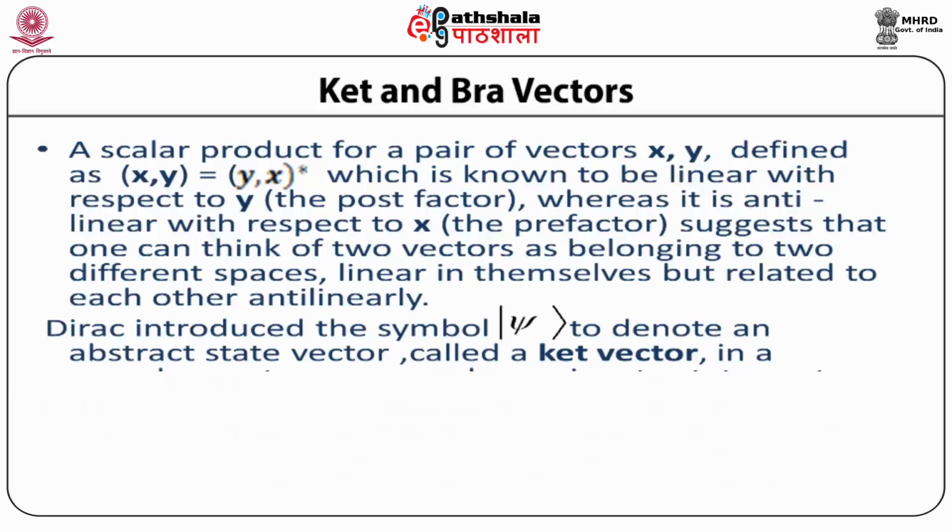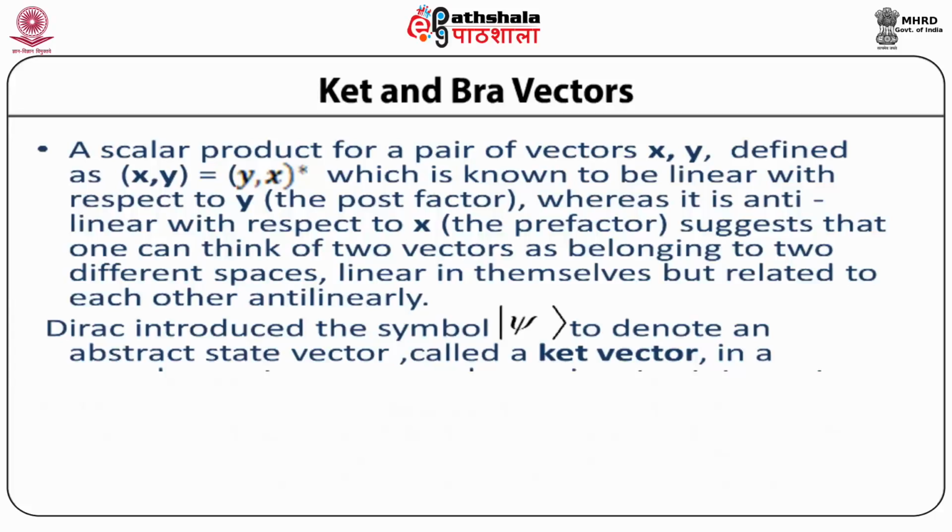Similarly, the scalar product with respect to the prefactor, which is the vector x, is antilinear, and this can be defined as follows. Supposing we have three vectors x, y and z, and two scalars alpha and beta, then the scalar product of alpha x plus beta y with z is equal to alpha star times the scalar product of x and z plus beta star times the scalar product of y and z, where alpha star is the complex conjugate of the scalar alpha and beta star is the complex conjugate of the scalar beta.